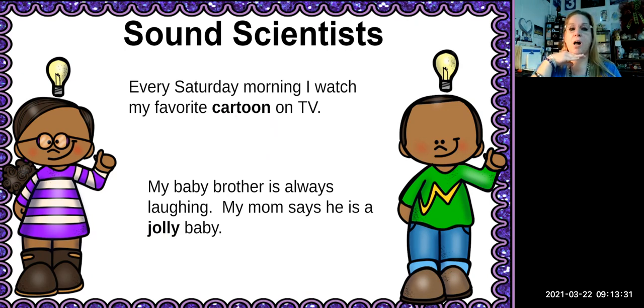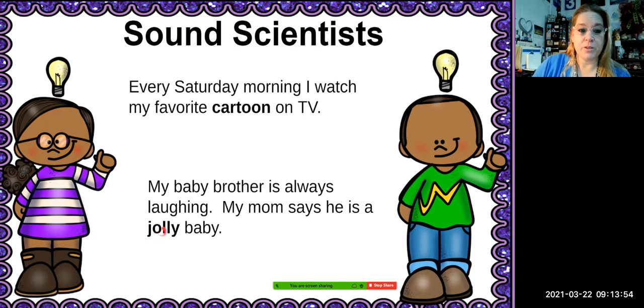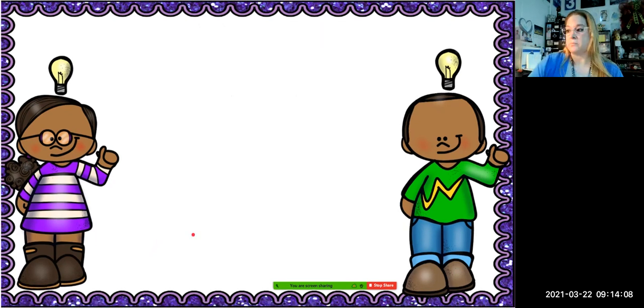We have jolly, jolly. 2 syllables. The first syllable is jol. The second syllable is ly. Good. Say jolly for me. What word will we get if we change the ah in jolly to eh? We would have jelly. What's that new word going to be? Jelly. Very good.